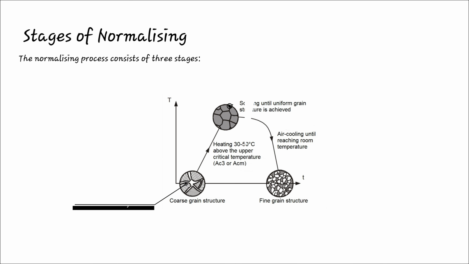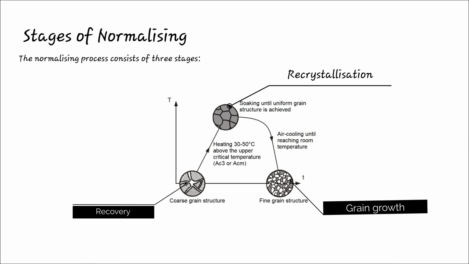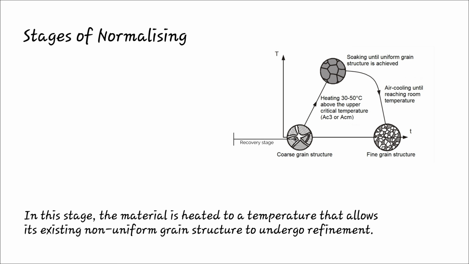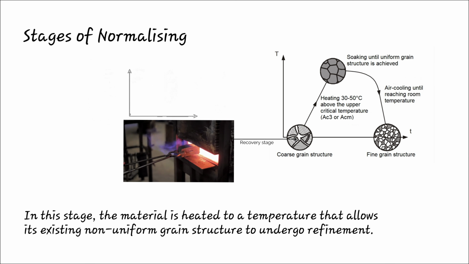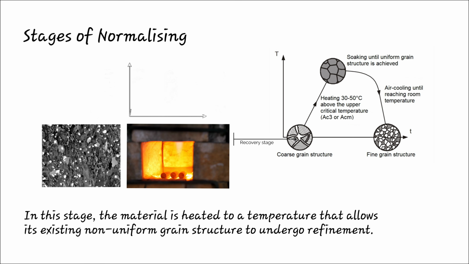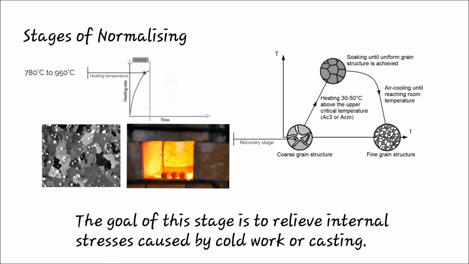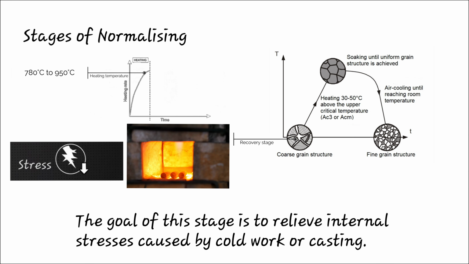Stages of normalizing. The normalizing process consists of 3 stages: recovery, recrystallization, and grain growth. Recovery stage. In this stage, the material is heated to a temperature that allows its existing non-uniform grain structure to undergo refinement. This temperature typically ranges between 780 degrees Celsius and 950 degrees Celsius for most steels. The goal of this stage is to relieve internal stresses caused by cold work or casting.